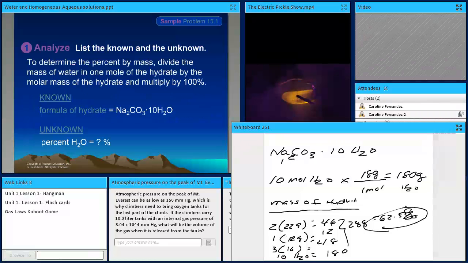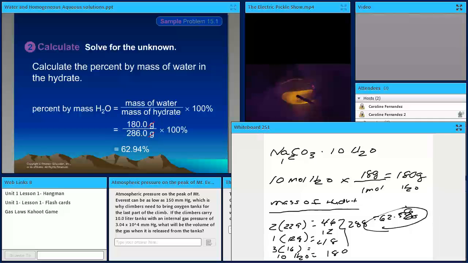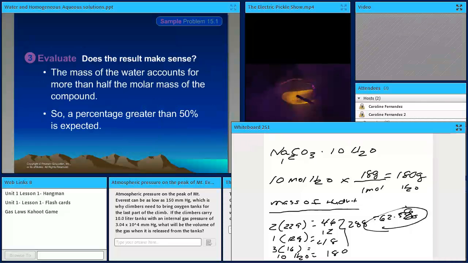So that's basically how you calculate. Once again, you go through what's known. I know the formula for sodium carbonate hydrate, and from there, I want to calculate the percent of water. I first get the mass of the water, then the mass of the hydrate, and once I have both of those numbers, it's just plugging it in. So that's 180 divided by 286 times 100, and that gives you 62.9%. A way to check really quickly is that we can expect our percentages will be greater than 50%. So if you're getting something like 10 or 12, you want to go back and check your work.